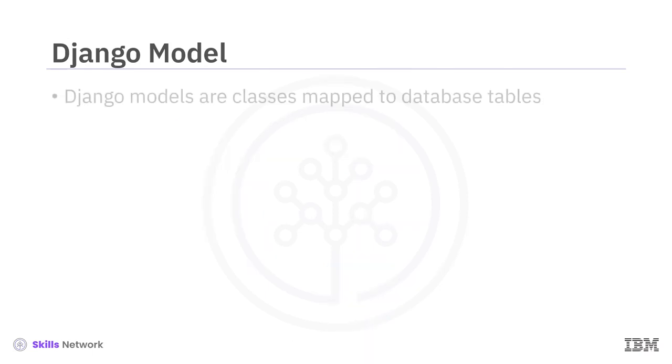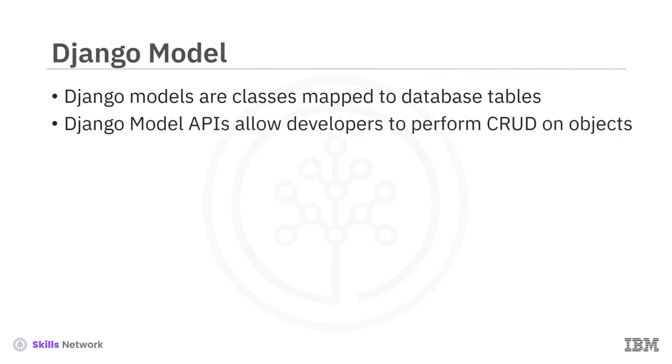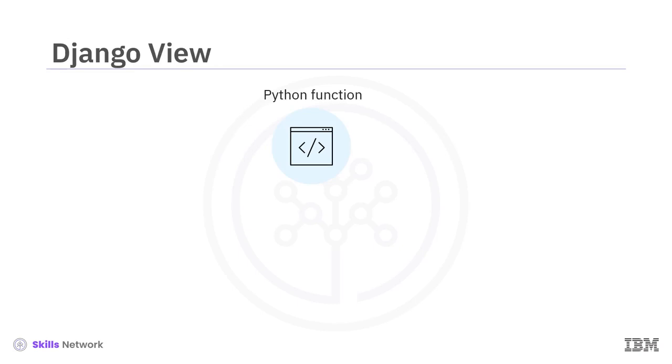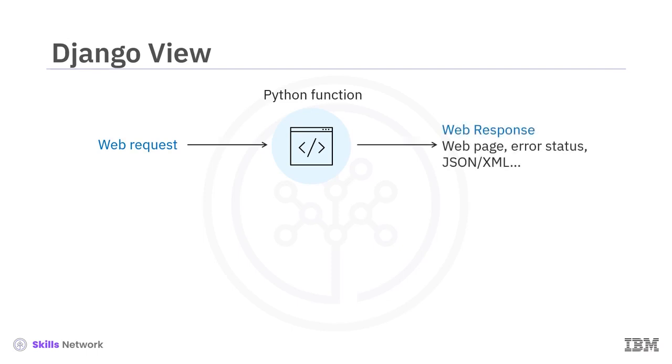As we have learned, Django models are classes mapped to database tables. Django Model APIs allow developers to perform CRUD on objects. And developers can also write business logic in Django Model classes as functions. In Django, a view is essentially a Python function. This function takes a web request and applies the necessary logic to generate a web response, such as the HTML contents of a web page, a redirect, a 404 error, an XML document, an image, or any other web response.